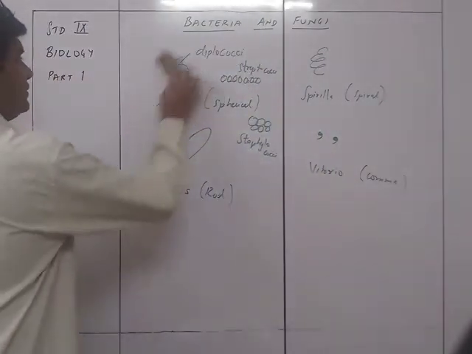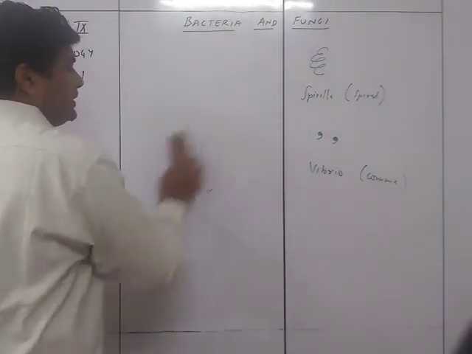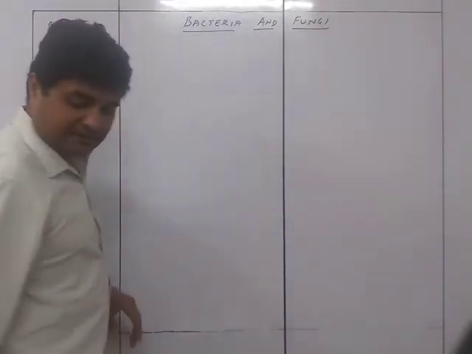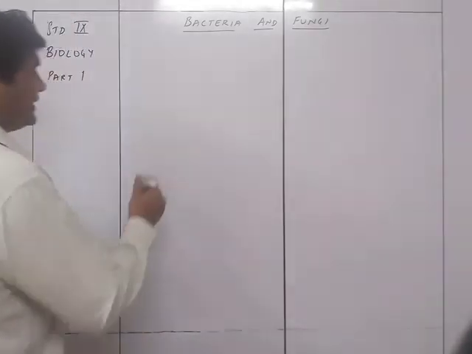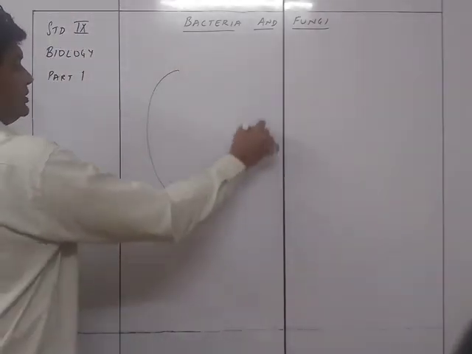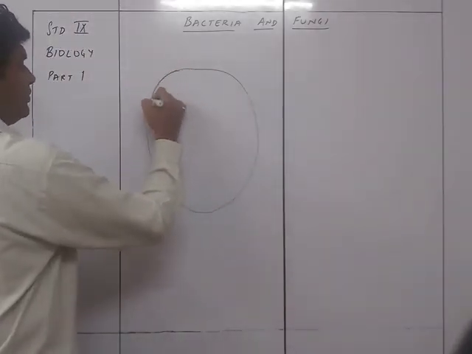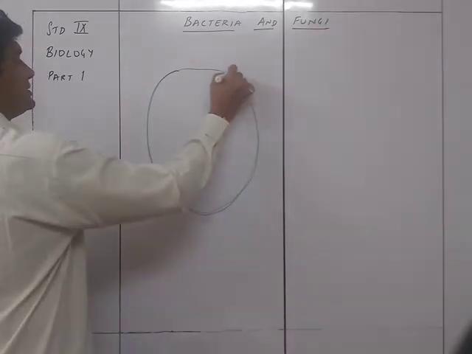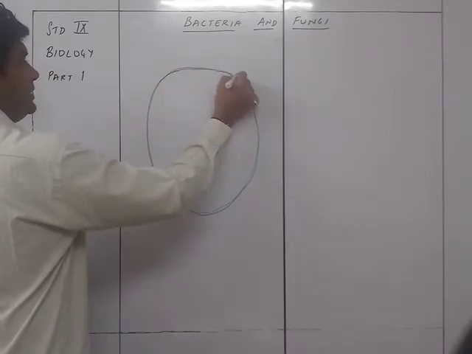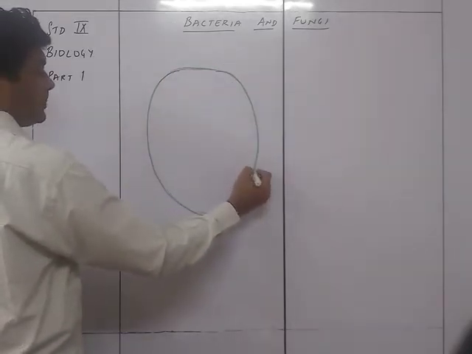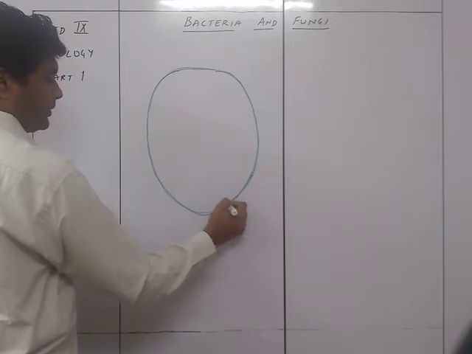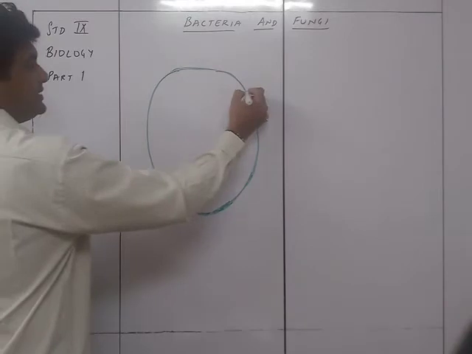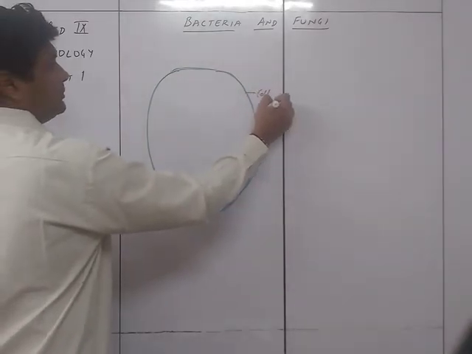So if we see the normal structure of a bacteria, it will be something like this, that there will be a cell wall. So this is a cell wall. That will be a thick cell wall which is made up of peptidoglycan. So that will be the thick cell wall.